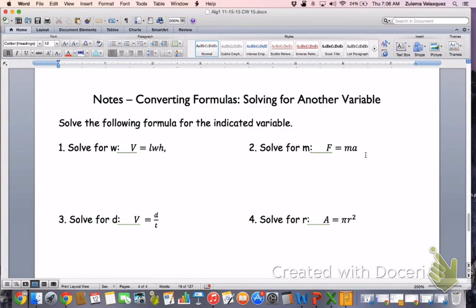So now that you've practiced converting from standard form to slope-intercept form, we're going to do a second quick little video. It's just converting any formula from one form to another. So you should be on the last page of your handout. We're going to be going over these 4 examples. So let's get started.